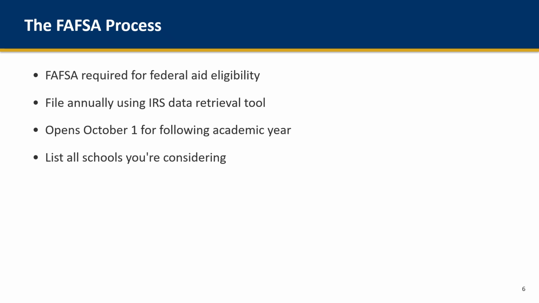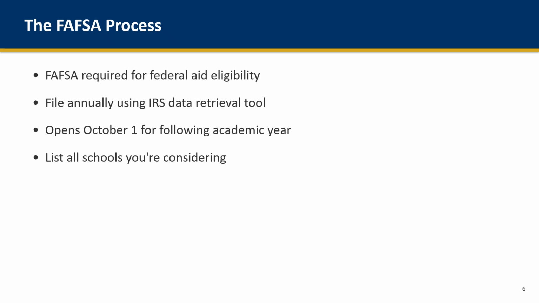FAFSA opens October 1st each year for the following academic year. Filing early doesn't necessarily get you more aid, but it ensures you meet all deadlines and keeps processes moving smoothly. Don't wait until the last minute. List all schools you're considering on your FAFSA. Each school receives your information and can include federal aid in their financial aid packages. You can add schools later, but listing them initially saves time.